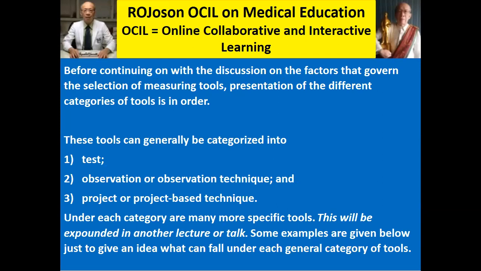Before continuing on with the discussion of the factors that govern the selection of measuring tools, presentation of different categories of tools is in order to facilitate our discussion and presentation. So these tools can generally be categorized into test, observation or observation technique, project or project-based technique. Under each category are many more specific tools. This will be expounded in another lecture or talk, but some examples are given below just to give an idea what can fall under each general category of tools.